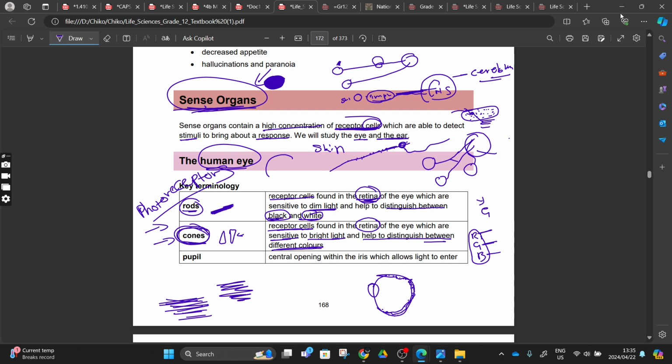These cones are made out of red, green, and blue. There are those who are taking a blue color, those who are taking green color, and those who are taking red color. And then the rods here help us in dim light. During night, you see black, those black and white shades, that's what we see, right?